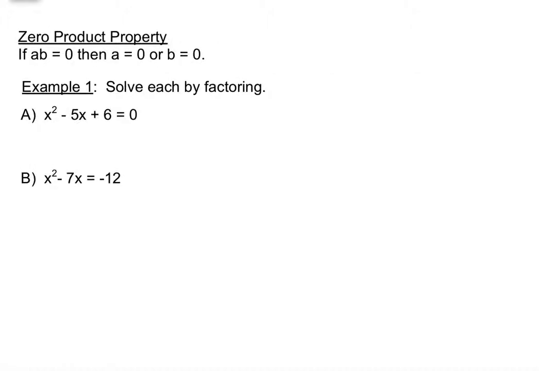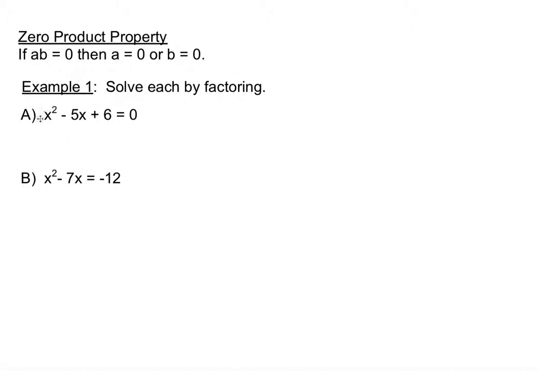So first of all, we have the zero product property. Basically, if you've got two items being multiplied, one of them has to give you 0. That's saying if AB is equal to 0, then either A has to equal 0 or B has to equal 0. So let's come down here. We practice factoring. We're going to factor these and then solve them, and we're going to use the zero product property to do so.